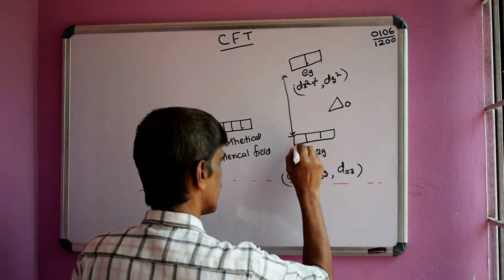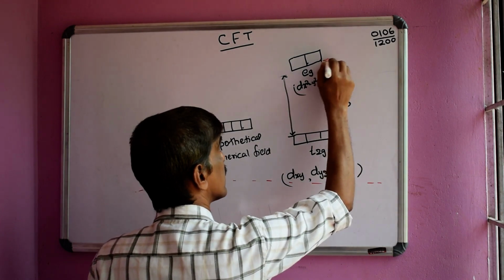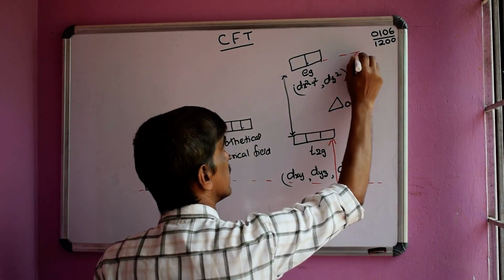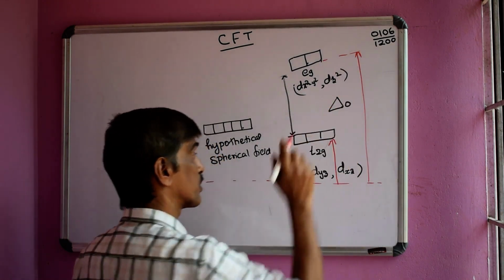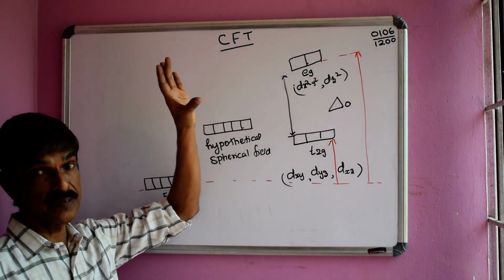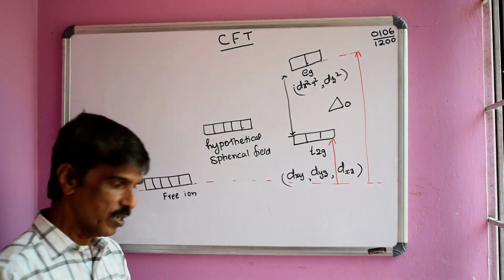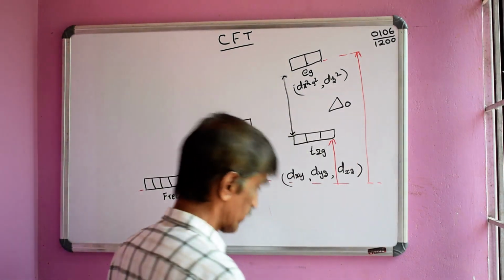You can see that yes, this is increased this much, whereas this is increased this much. Its energy has increased a lot, and this one's only a little. You can see that the difference is very important. That is the delta O value.